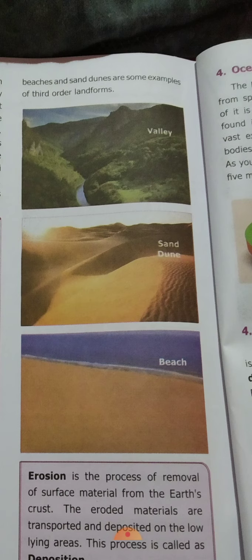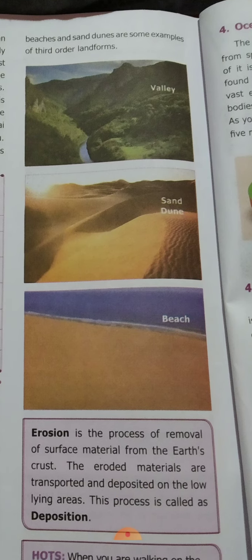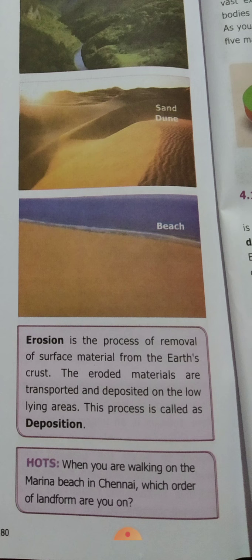See the picture. First one is the valley, second one is the sand dune, third one is the beach. What is meant by erosion? Erosion is the process of removal of surface material from the earth's crust. The eroded materials are transported and deposited on the low-lying area. This process is called deposition.